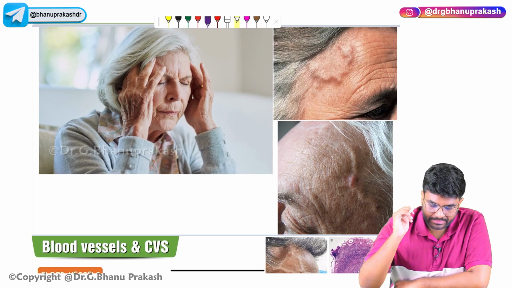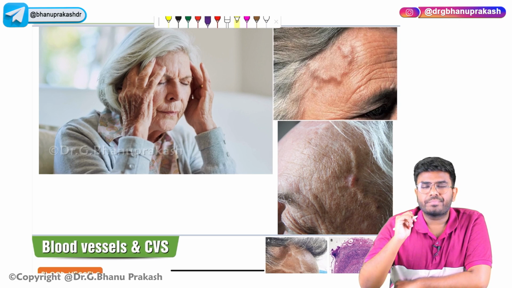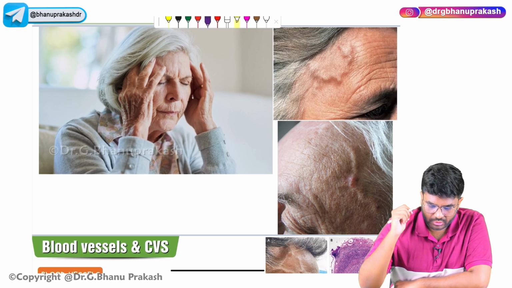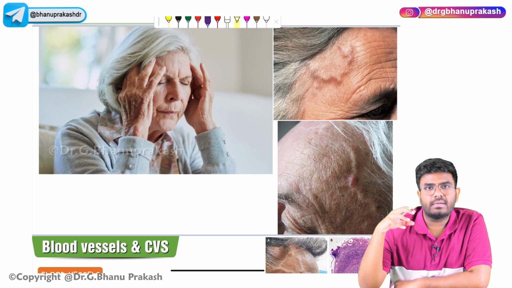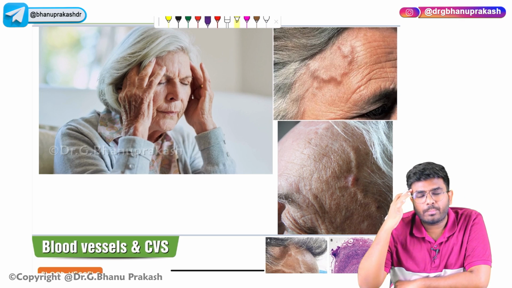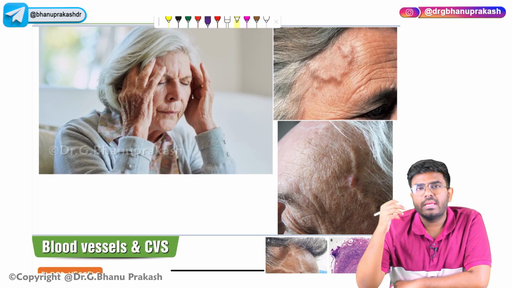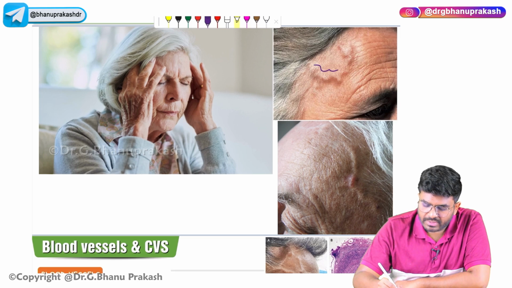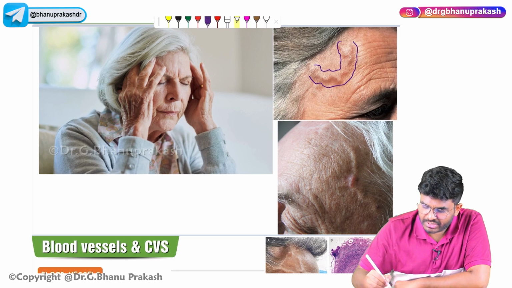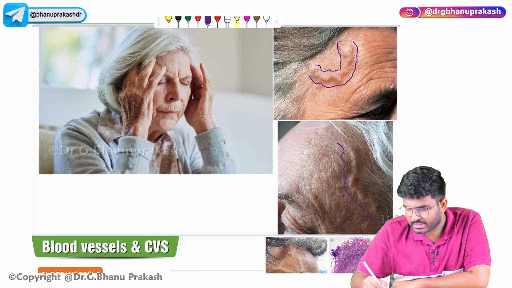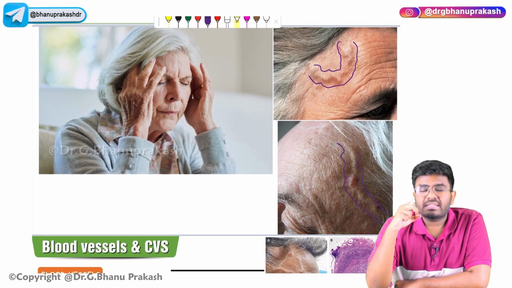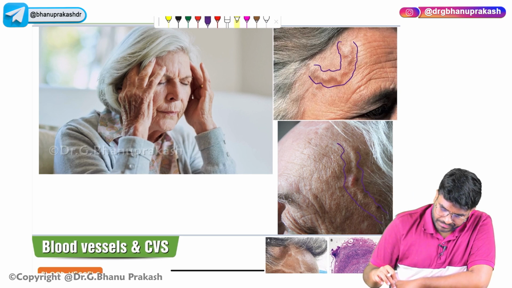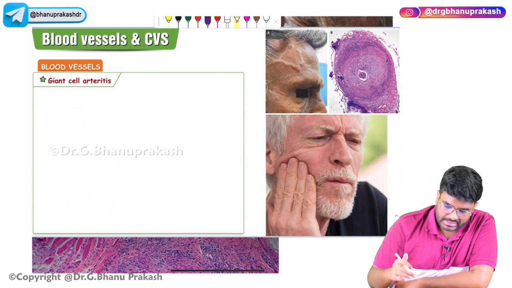So now look at this image. There is this old female, definitely 60 or 65 years old. This female is suffering with severe headaches. If you look at the temporal region of these old individuals, you can see dilated, tortuous blood vessels. You can appreciate that these dilated blood vessels are present. This is a temporal artery, right? So they are suffering with which condition? They are suffering with a condition called giant cell arteritis.